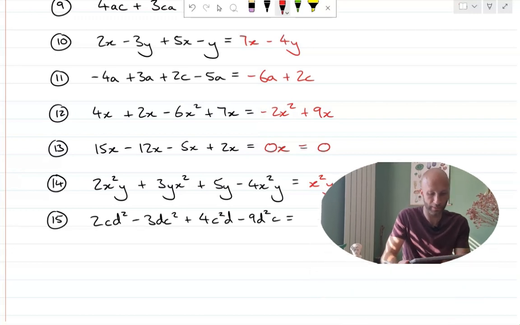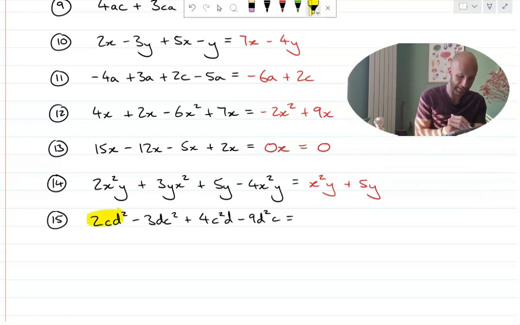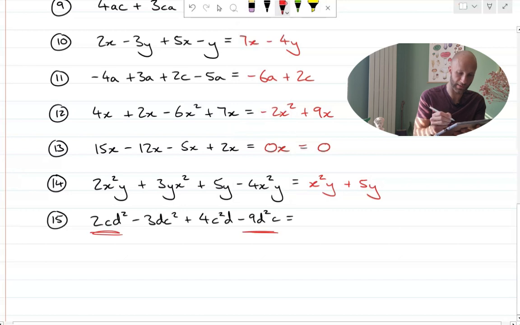And then the last one, again, be very careful here with where the powers are. So cd squared, I'm looking for other terms where the c is not squared and the d is squared. So this one here, c squared is not going to be the same. This one here, c is squared, not going to be the same, but this one will be the same. Minus 9d squared c, because I've got d squared and c in. So we've got 2cd squared and this, minus 9, which is minus 7.